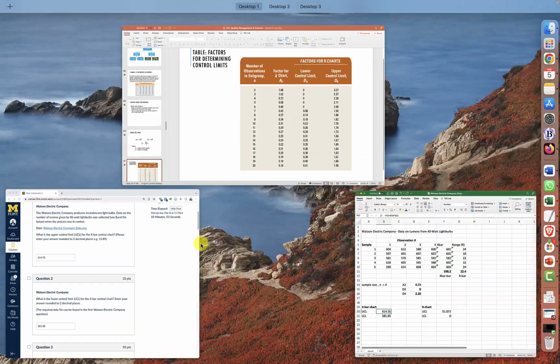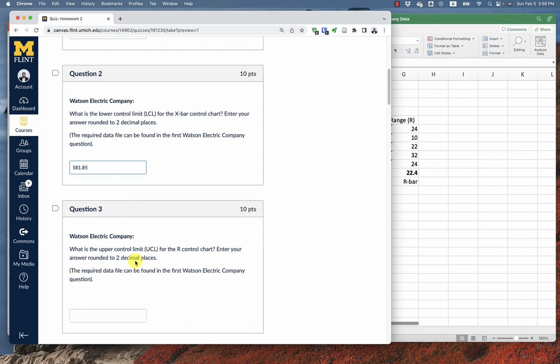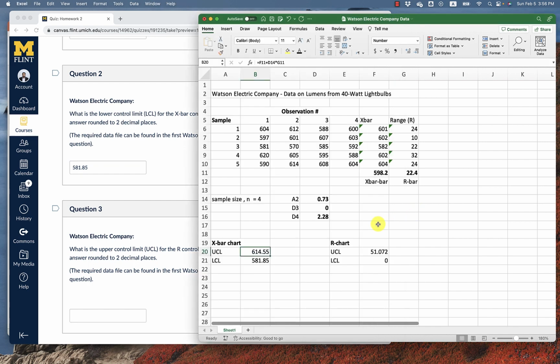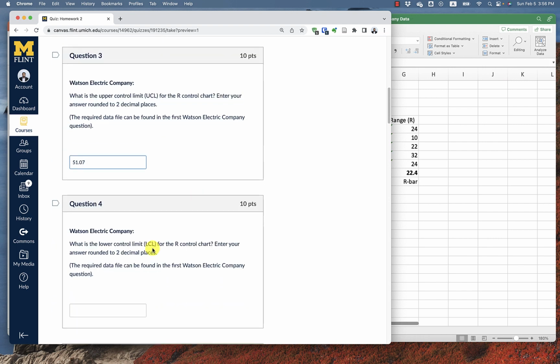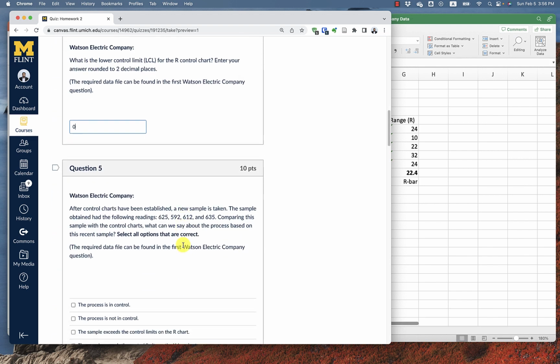The R chart upper control limit is just going to be this number, 51.07, again 2 decimal places. And then question 4, the lower control limit is just 0.